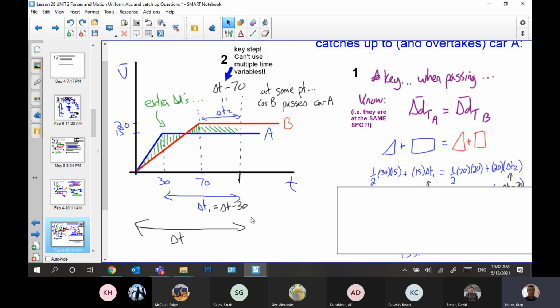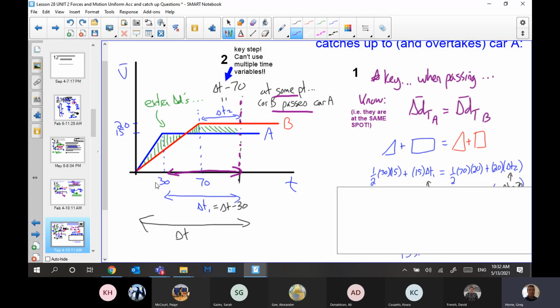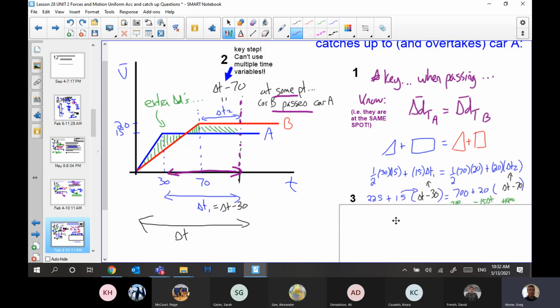If I'm getting to this spot where it catches up, let me draw the purple catch-up line as I did before. So if this is the catch-up point, then I need to figure out this value here. The way that's going to be put into the equation is your total time of delta t take away that 30 to get the remaining amount. Because if the whole time is delta t and this portion is 30, then the remaining bit is delta t minus 30.